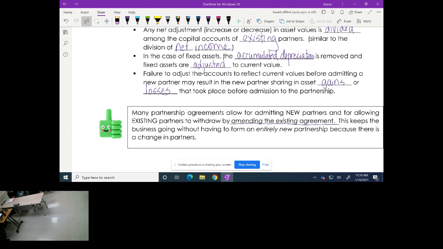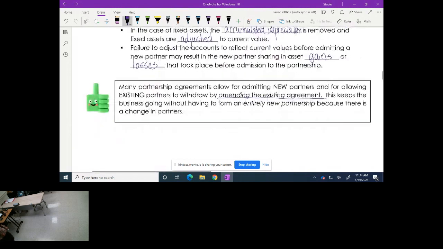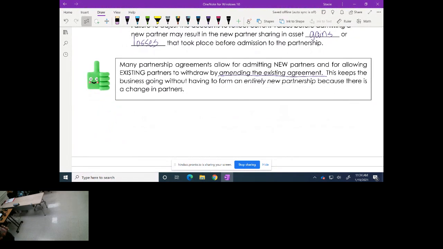And one of the things I first thought of was, well, how does that work when eventually maybe they do sell it? Well, you have to keep up with all this stuff on the side for tax purposes. But for the books, we're going to adjust everything to current values. Any kind of gain that was there before it was adjusted, the old partners have to, that's their problem. We're going to adjust everything to current values to get everything on an even playing field before this new partner comes in.